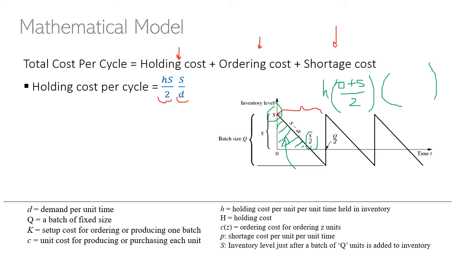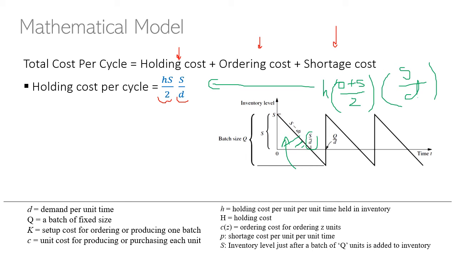Similarly, the total amount of time for which these number of units were held in the inventory is from 0 to s by d. Hence, this is the time for which those number of units were held in the inventory, and h into 0 plus s by 2 into s by d, and that's how we got that product. Okay, so that's the holding cost per cycle.